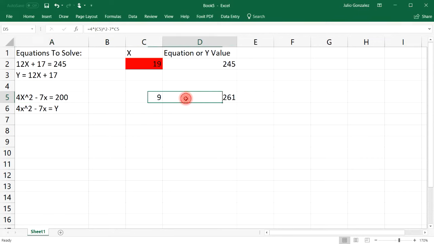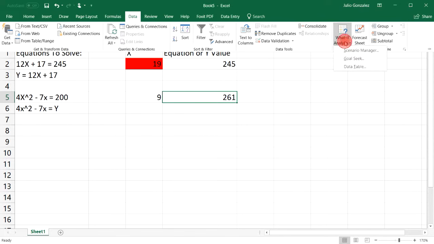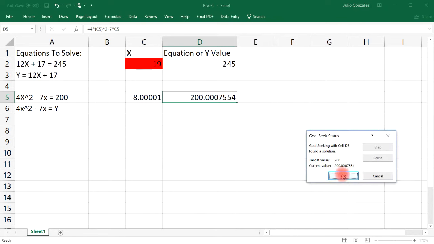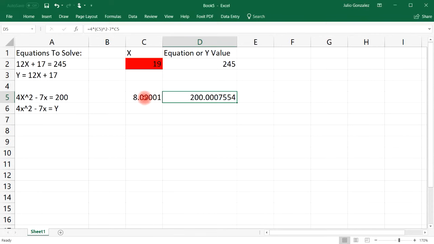So let's highlight cell D5 where we have our equation, and then let's click Data, and then What If Analysis, Goal Seek. Now we're going to set cell D5 to a value of what we see here, that is 200. And we're going to do so by changing our x value, in this case cell C5. Click OK, and notice that our answer is 8.